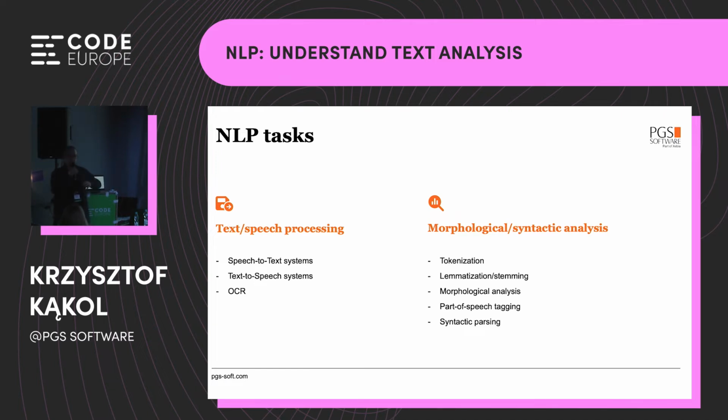Then we have something on, let's say, the other side of the axis. So you have morphological and syntactic analysis. So you have to tokenize your text, so divide it into words. Let's simplify this concept like that. Then you have lemmatization and stemming, so finding the root forms of a word, like for instance the word closing. The root form of the word is close, or the word is, the root form is be.